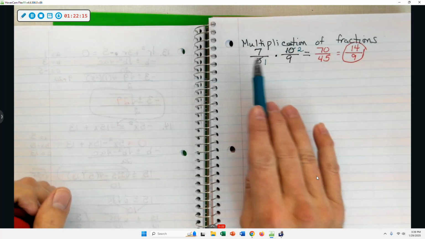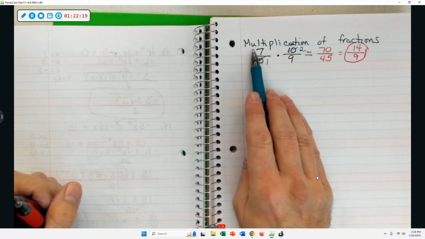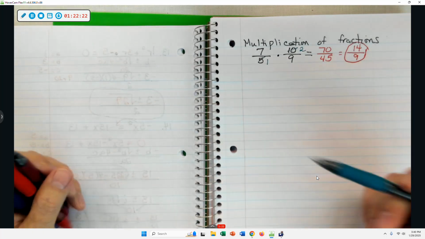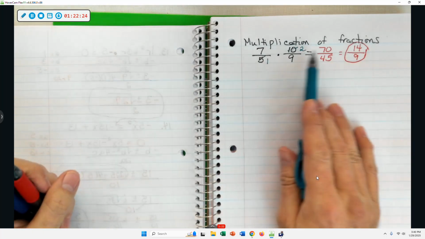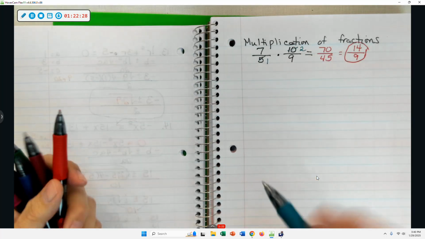So you can either multiply straight across, then cancel, or cross cancel. The advantage of the cross canceling is sometimes multiplying straight across, the numbers might get really large. Okay? What about this one?